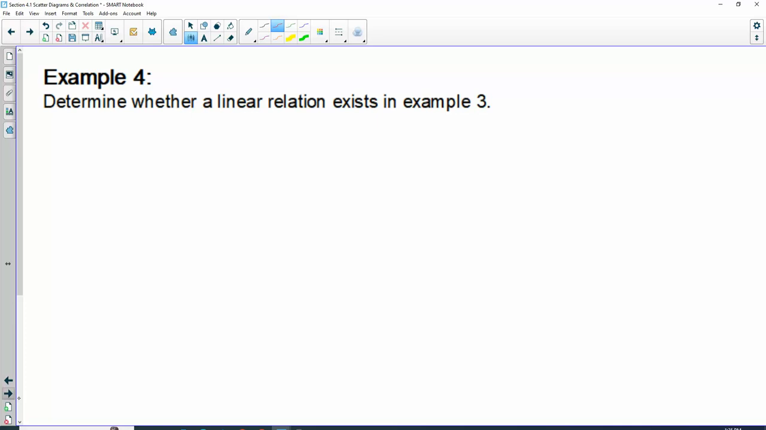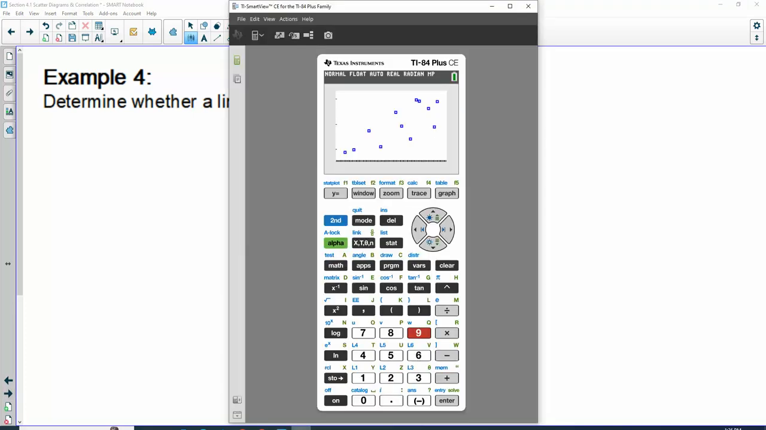I want to decide if example 1 has a linear relationship. Okay, so that data we just looked at, our scatter plot, remember, do you guys think that's a linear relationship? Yeah. It looks fairly linear. Would it be positive or negative R? Positive. Positive.